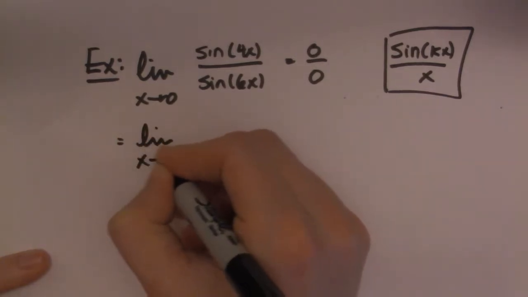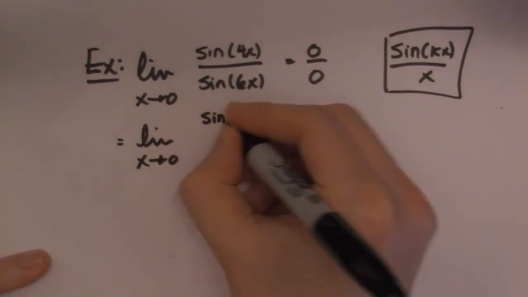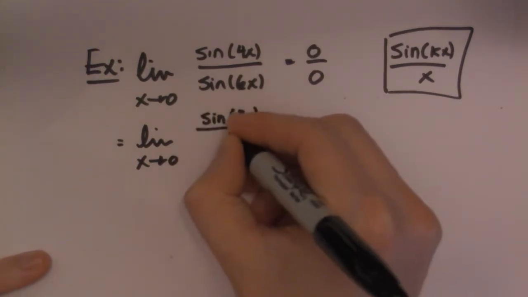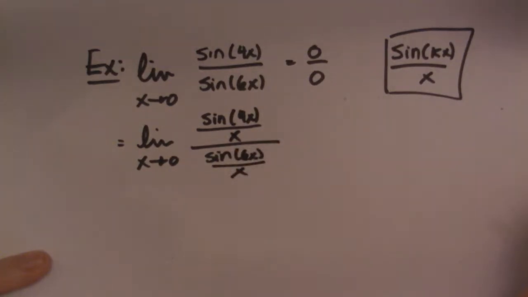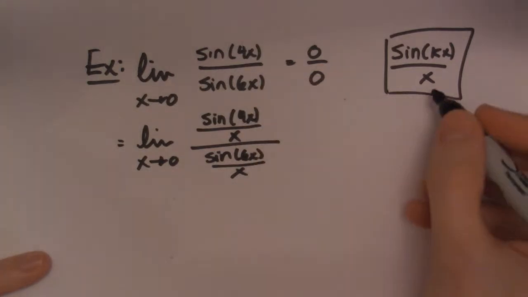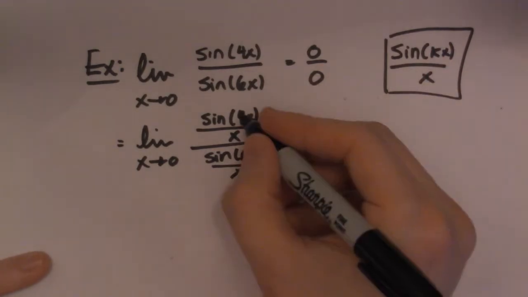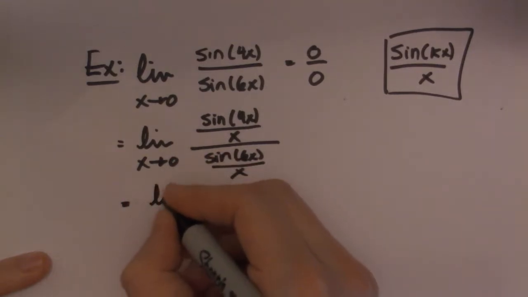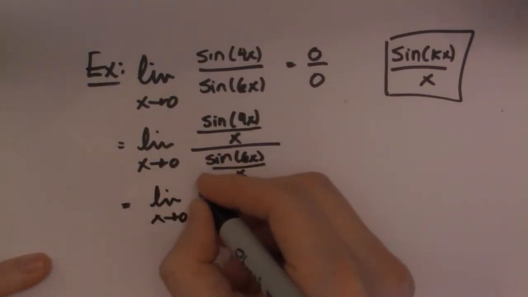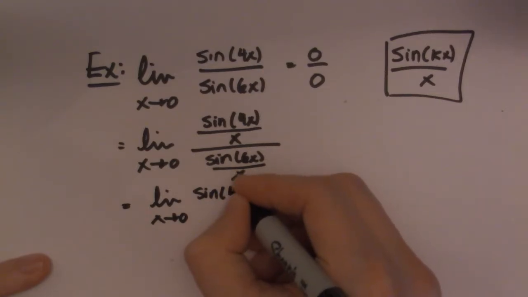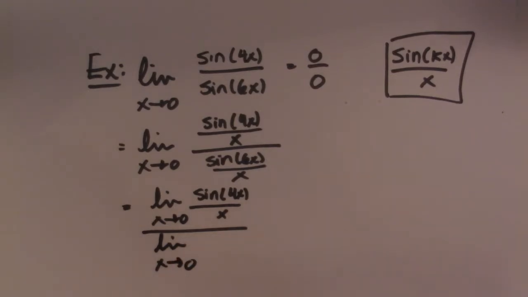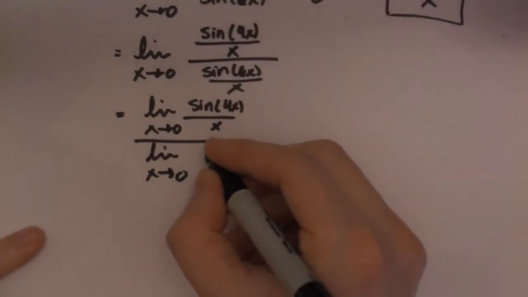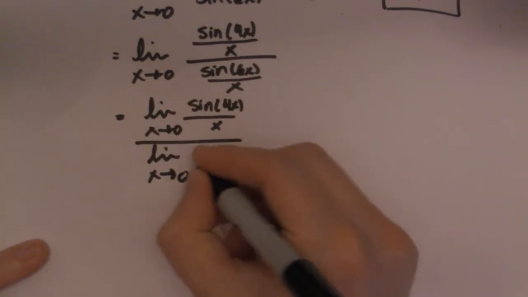So the limit as x goes to 0, I'm going to say sine 4x divided by x, all over sine 6x divided by x, just like that. Now I can use my rule. I know that the limit of this guy is just equal to k. I'll rewrite this step: the limit as x goes to 0 of sine 4x over x, and then the limit as x goes to 0, and we move it up a bit, of sine 6x over x.